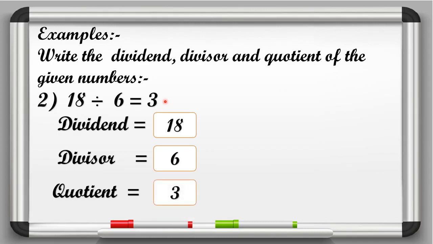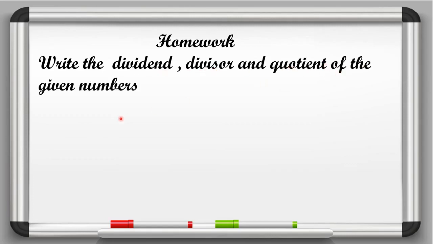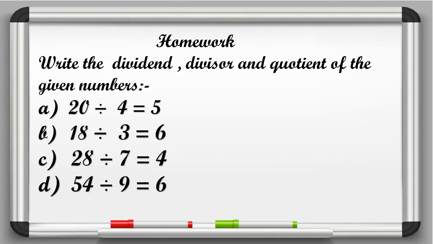Understood beta? Now I am giving you homework. So today's homework is write the dividend, divisor and quotient of the given numbers. Understood beta? So you have to first of all make two lines format, okay, and then do these sums. In A part, 20 divided by 4 is equal to 5. So aapne yahan par alag alag likhna hai beta, what is dividend, what is divisor and what is quotient in this sum. In B part, 18 divided by 3 is equal to 6. In C part, 28 divided by 7 is equal to 4. And in D part, 54 divided by 9 is equal to 6. Understood beta?